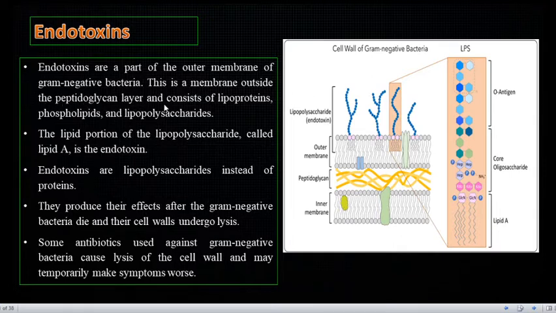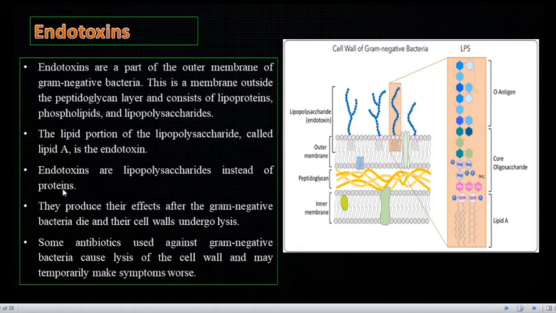the peptidoglycan layer and consists of lipoproteins, meaning lipids plus proteins, phospholipids, lipids plus phosphate, and lipopolysaccharides or lipids plus your carbohydrates. So, sila combination ng lipid and carbohydrate. So, the lipid portion of your lipopolysaccharide called lipid A is the endotoxin. So, ito siya. Nakikita nyo ba? So, your endotoxins are found outside the surface of your gram-negative bacteria. So, these are your lipopolysaccharides containing the lipid A, which is the endotoxin.